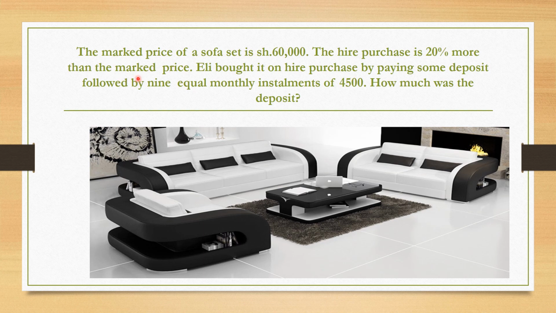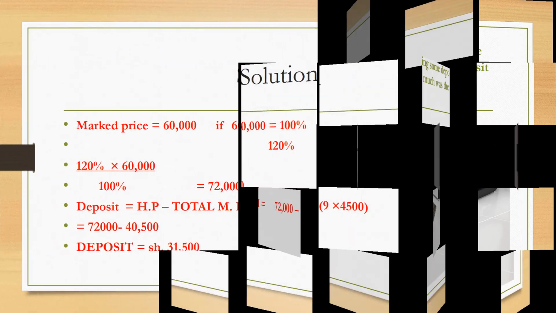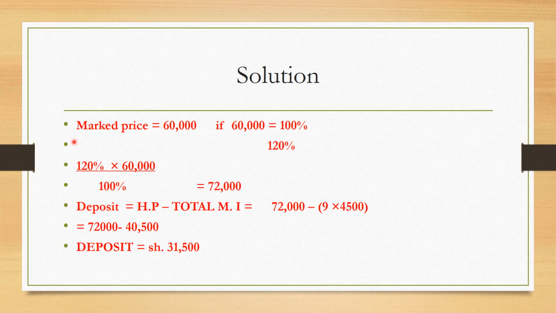So how will you get your hire purchase? If 60,000 is equal to 100%, what about 120? Let's calculate the hire purchase first. The market price is always 100% and the market price is 60,000. So if 60,000 is equal to 100%, what about 120? If you cross multiply here, 2 zeros will cancel with these 2 zeros. 6 times 12 is 72, then you're remaining with 3 zeros. So the hire purchase price of that sofa set is 72,000.